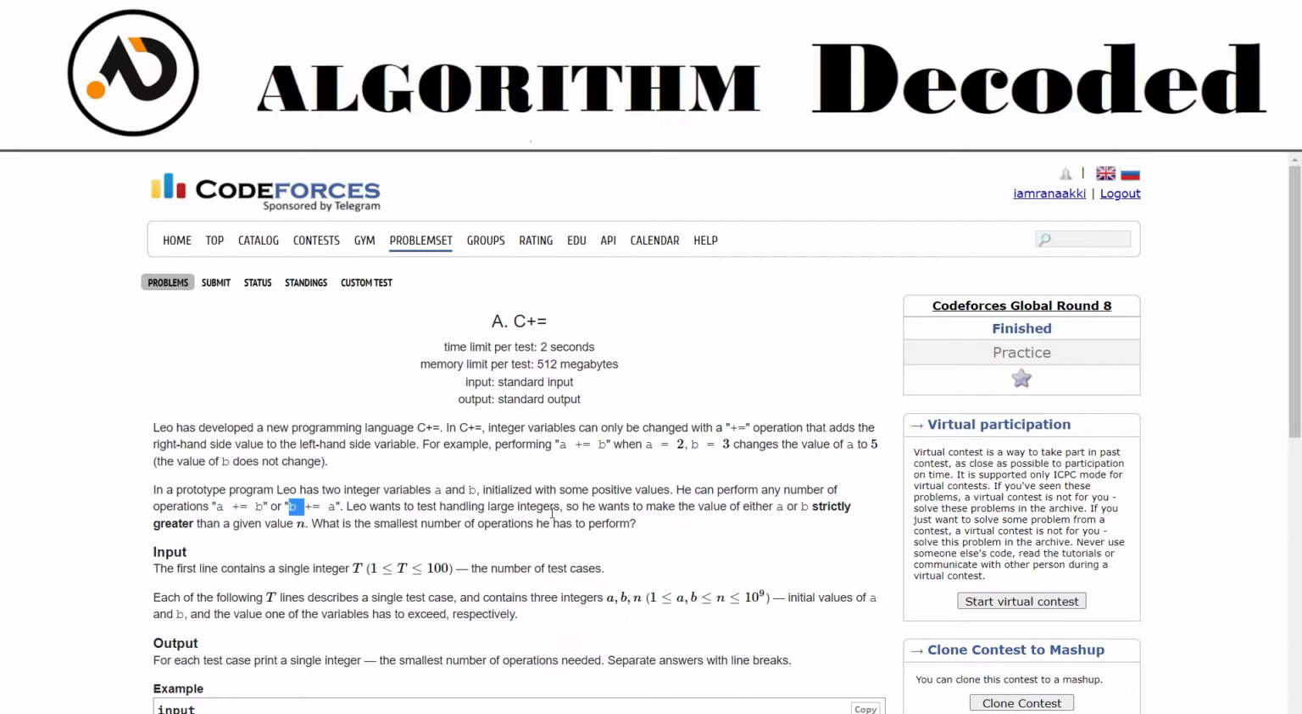Leo wants to test handling large integers, so he wants to make the value of either a or b strictly greater than the given value n. ए और बी में से किसी भी एक की वैल्यू स्ट्रिक्टली ग्रेटर देन द एन, एन से बड़ी बनाना चाहता है. What is the smallest number of operations he has to perform?